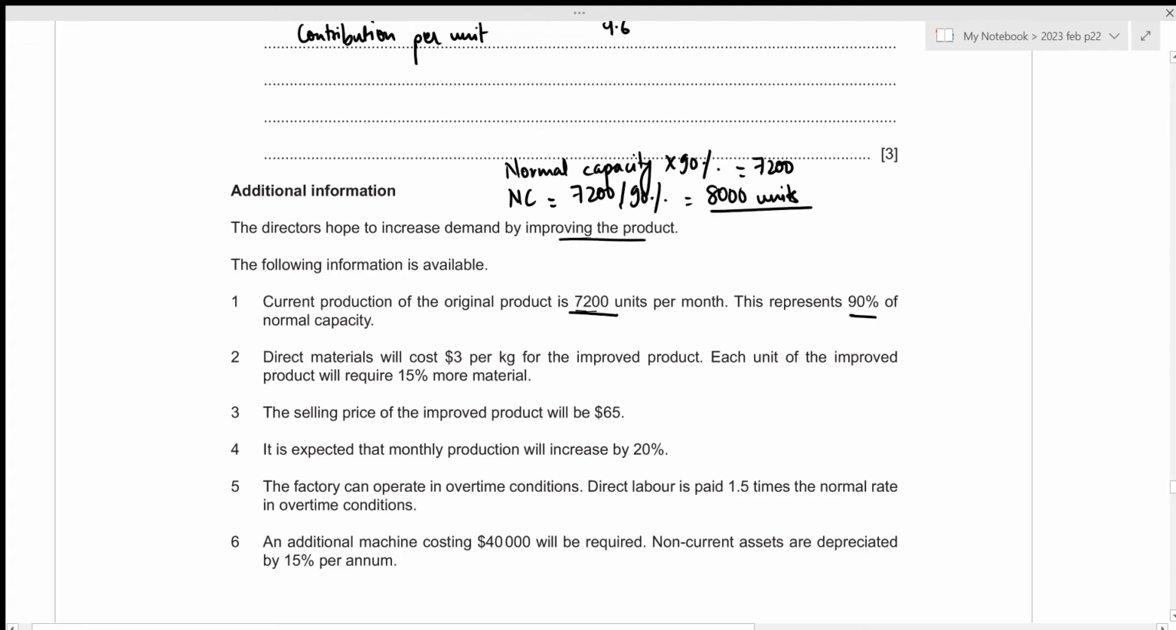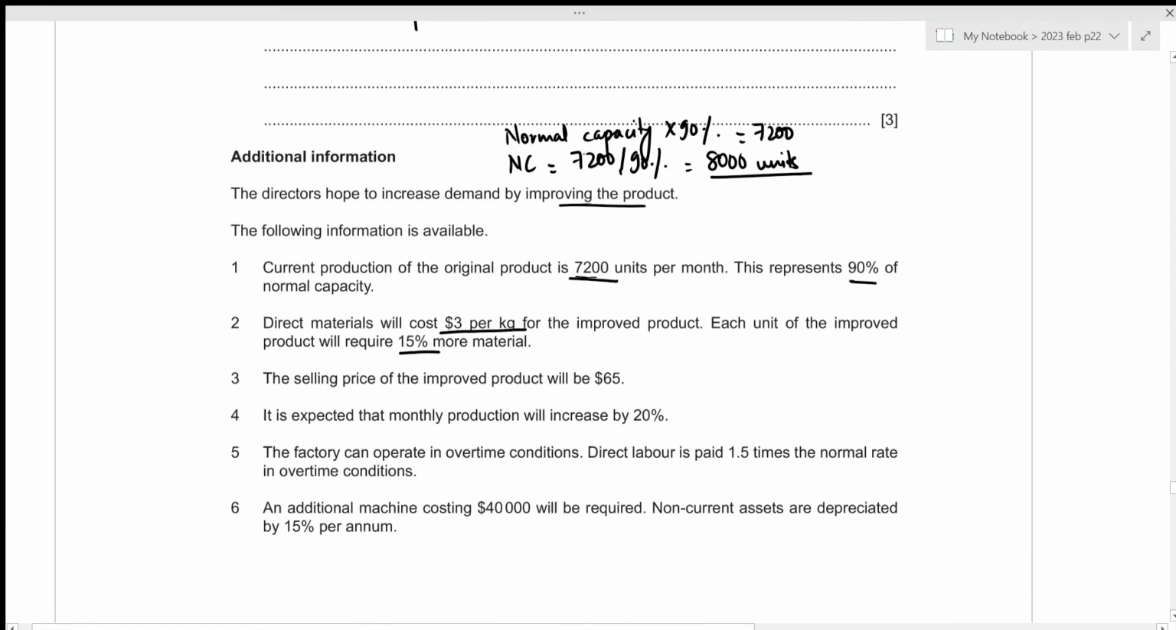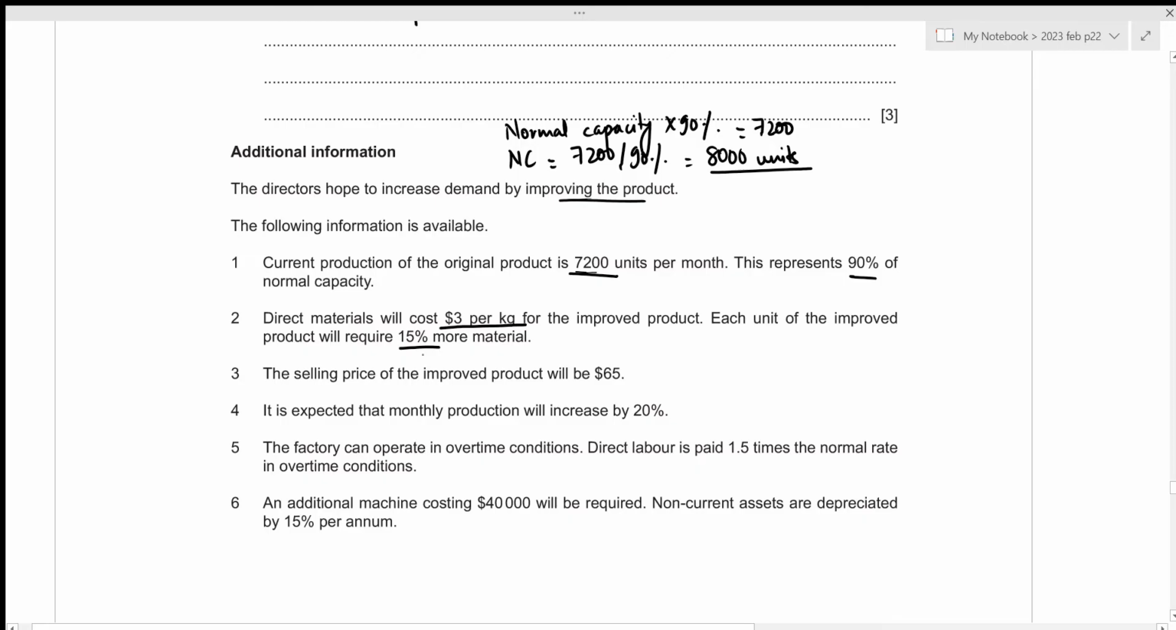Now the direct materials will cost 3 per kg for the improved product, and each unit of the improved product will require 15% more material. So if we take a look above, we can see that each unit required 8 kgs. Now this is going to be increased by 15%. So the direct material kgs per unit, previously we had 8, now we need to increase it by 15%, so that's 8 times 1.15, which results in 9.2 kg. So let's figure out the direct material per unit as well.